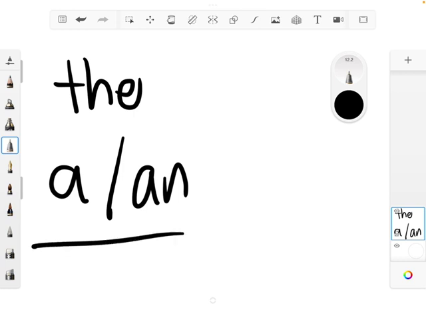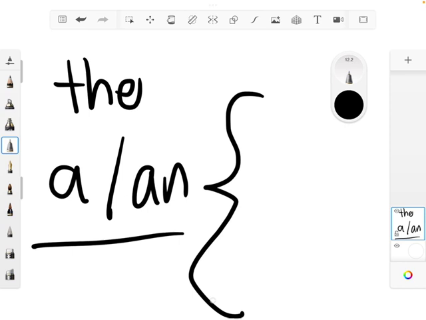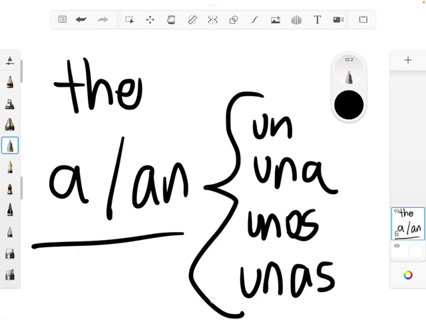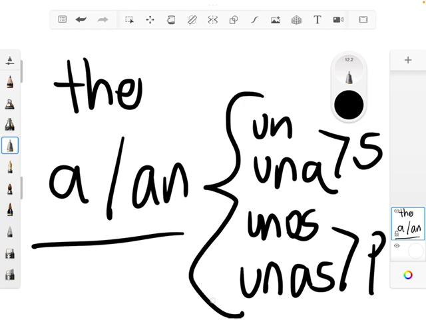So now we're talking about the indefinite articles. We are also going to have different forms for these. So for these, we'll have un and una, unos, and unas. And again, these are singular and these are plural. Okay?